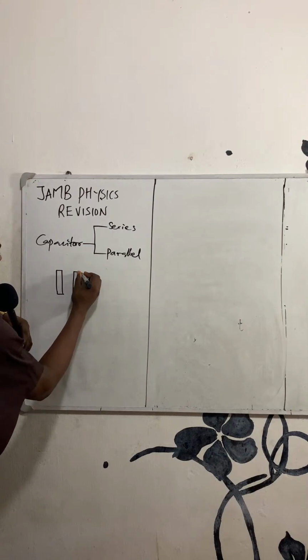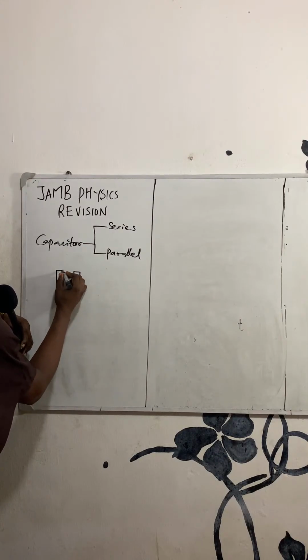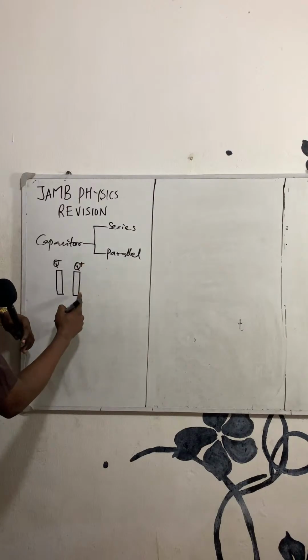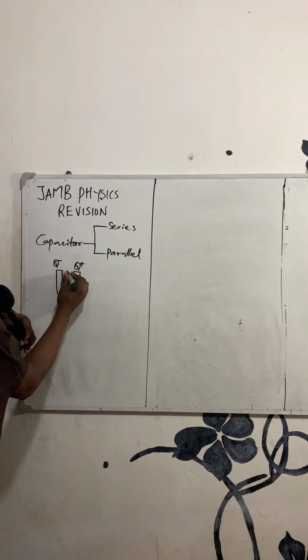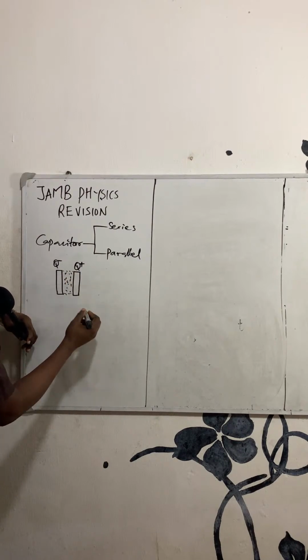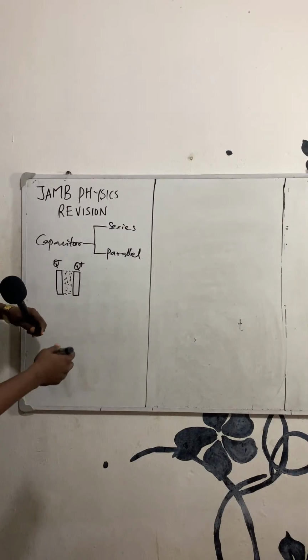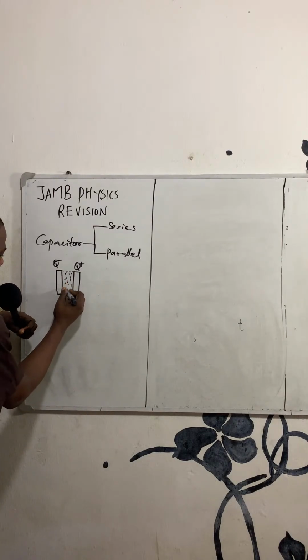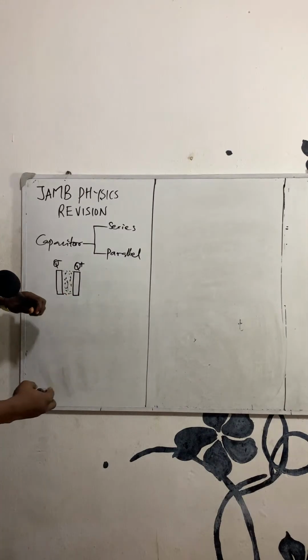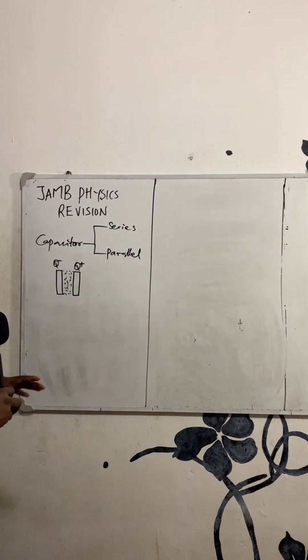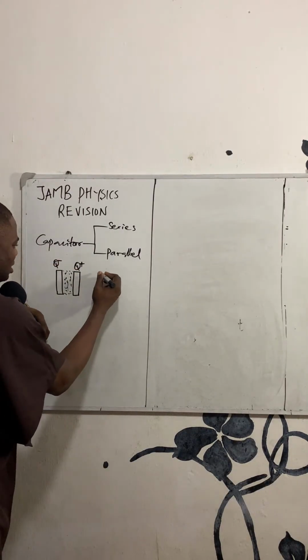A capacitor is an arrangement of this nature: if here is negative charge, this will be positive charge. Remember, there are equal and opposite charges. This is the distance between the parallel plates, and this distance is made up of a dielectric, as I said during the small revision in the morning. Please don't forget that the essence of the dielectric in a capacitor is to increase the capacitance.